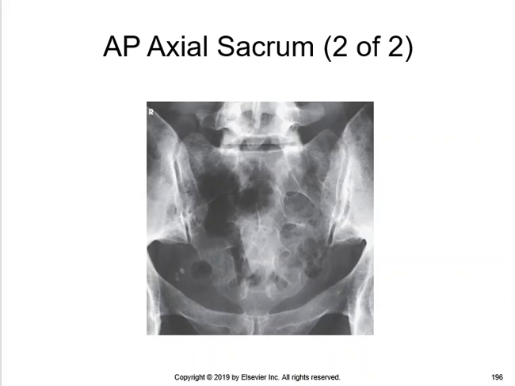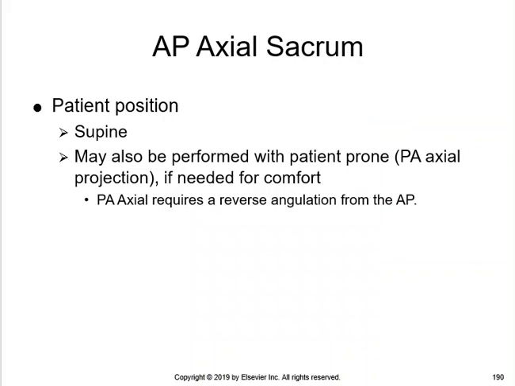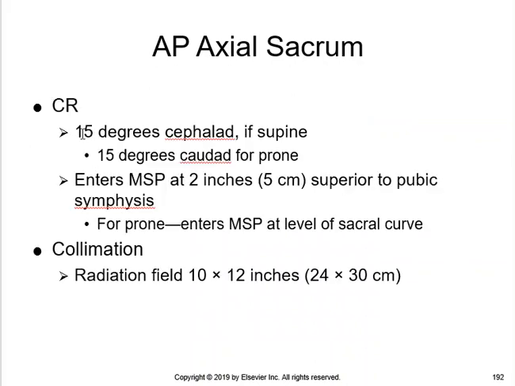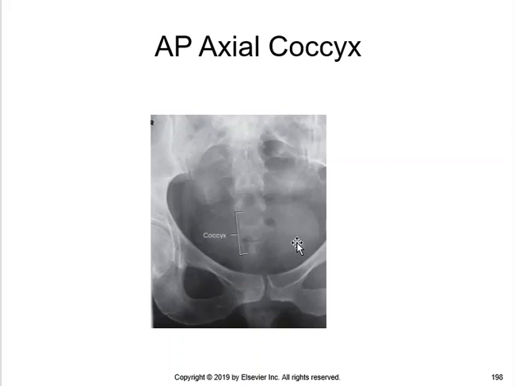You're going to have a tendency to confuse the projections, because the central ray angulations are almost identical. It's 15 degrees for the sacrum and 10 degrees for the coccyx. But for the sacrum, it's going to be a cephalic angulation as opposed to the coccyx being a caudal angulation. So what you get with a caudal angulation on the coccyx is the projection of the anterior pelvic bones below the coccyx, so that you can see it all by itself.